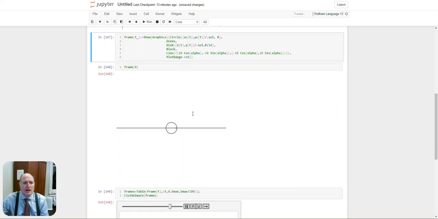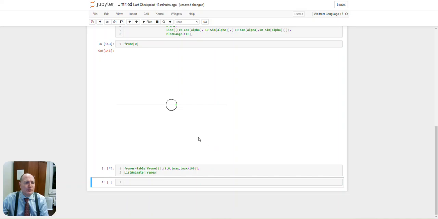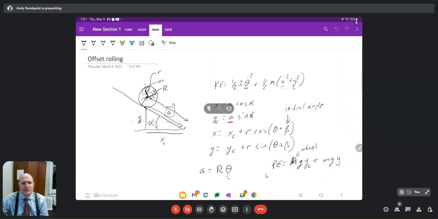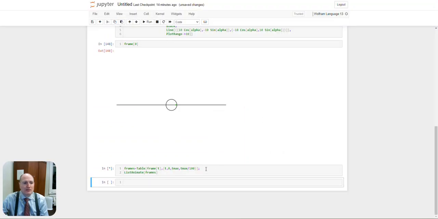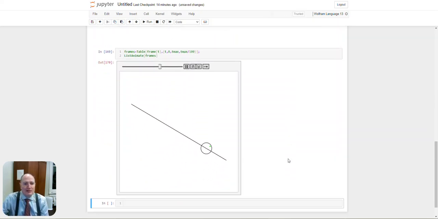So if I execute this again, it'll take a little while to do. But again, while we're waiting, just make sure we understand everything that we did. We haven't really played with this beta stuff yet, so we could actually choose to have beta be straight up and down, so that would be a beta of pi over 2, and then that thing wouldn't roll. I'm always just starting it over here to the right horizontally, which is how the graphics is always being drawn. It's still running, you can see it's still running here with this star. So basically Mathematica just does all the frames and then shows them all together.